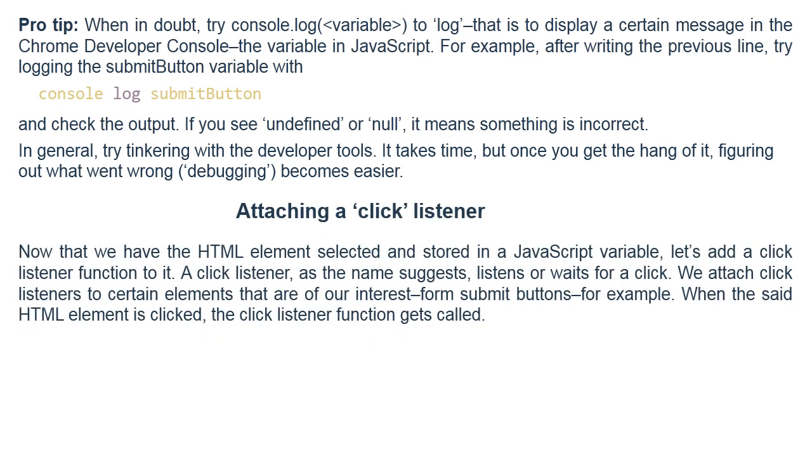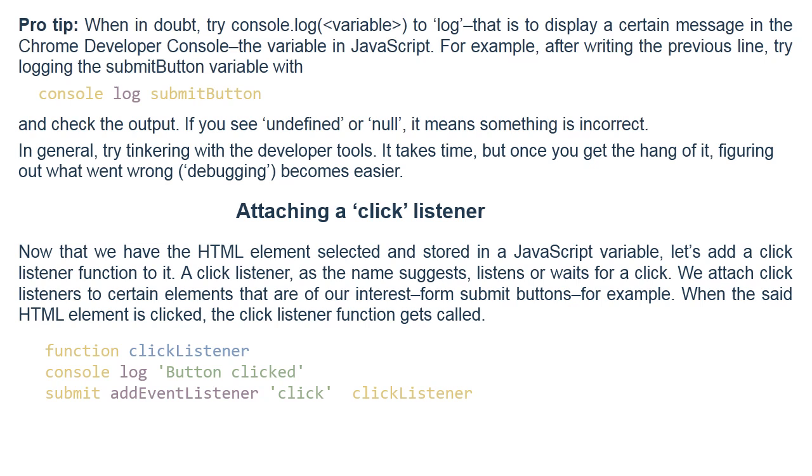Attaching a click listener. Now that we have the HTML element selected and stored in a JavaScript variable, let's add a click listener function to it. A click listener, as the name suggests, listens or waits for a click. We attach click listeners to certain elements that are of interest to us. For the submit button, for example, when the HTML element is clicked, the click listener function gets called.